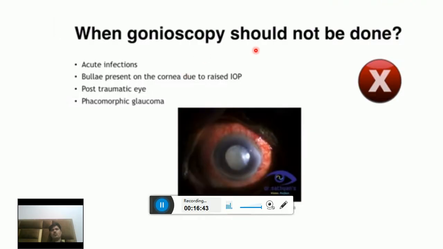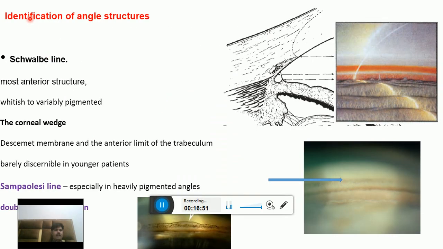So when should gonioscopy not be done? In acute infections, bullae present on the cornea due to raised IOP, post-traumatic eye, phacomorphic glaucoma. Identification of angle structures. Accurate identification of angle structures is not always straightforward, even for the experienced clinician.